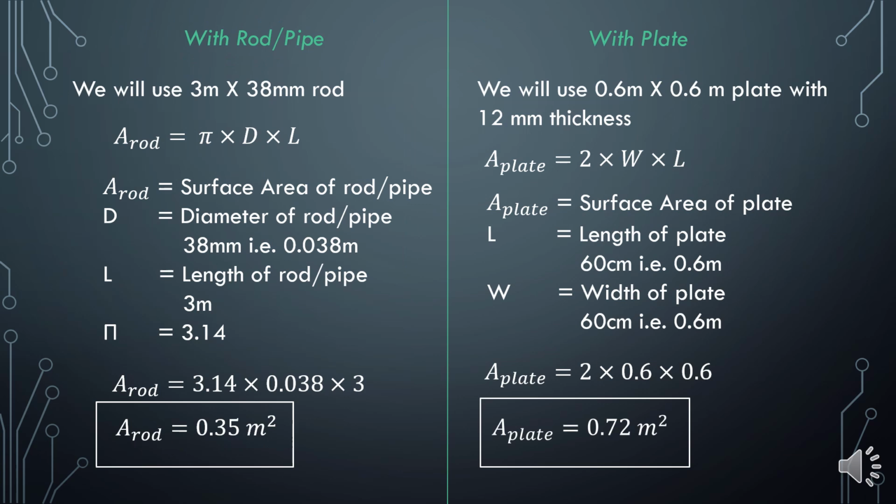We will design system with 3 meter by 38 mm rod, and we will consider plate size as 0.6 meter by 0.6 meter with 12 mm thickness. Formula for calculating area of rod is pi d l, where d is diameter of rod and l is length of rod. Formula of surface area of plate is twice the length into breadth. We will get area of rod equal to 0.35 square meter, and area of plate equal to 0.72 square meter.